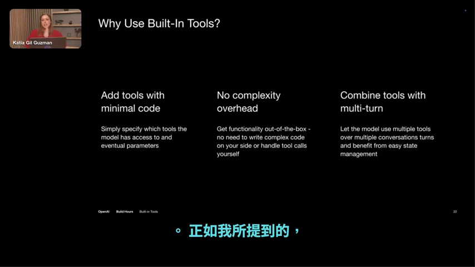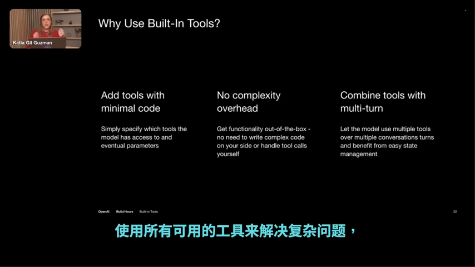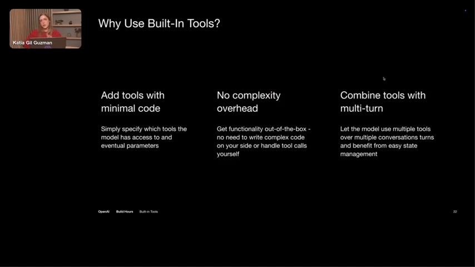And as I mentioned, the best thing about the responses API and using this over multiple turns is that you can let us manage the conversation state. You can let us manage the history, and the model can decide to combine tools together and to solve complex problems by using all of the tools at its disposal multiple times in a row if needed.